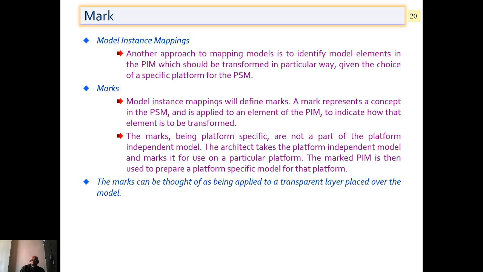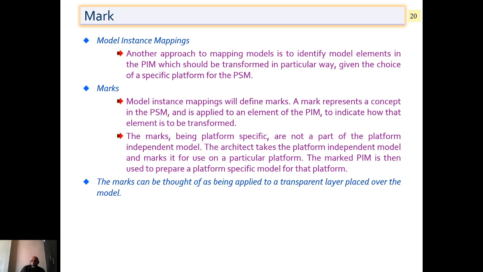If you don't know these two things, the model transformations is unknown to you. I repeat again, these two terms are priceless terms in model transformations. First one is model instance mapping, where you identify the model elements which are required to be mapped in PIM, given a choice of certain specific platform for the PSM. The model instance mappings, that is the use case diagram that you have drawn, will define marks.